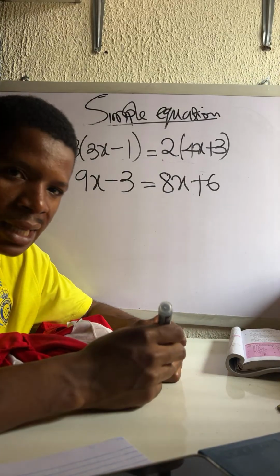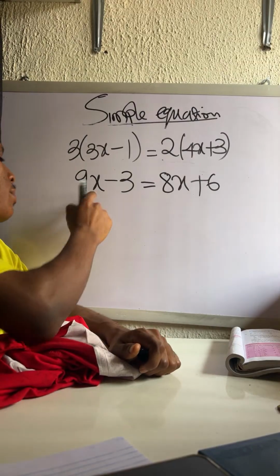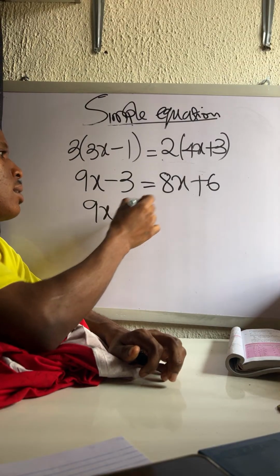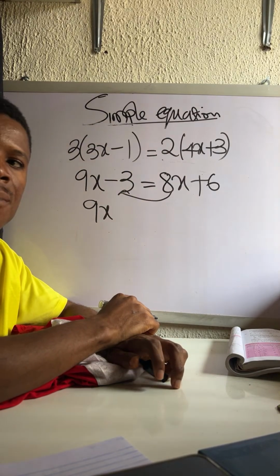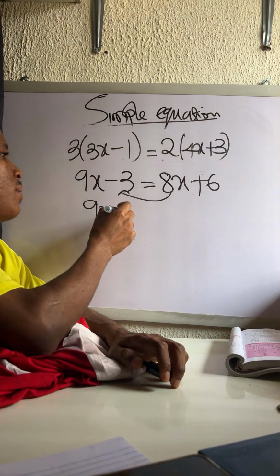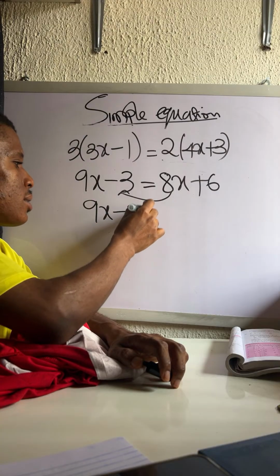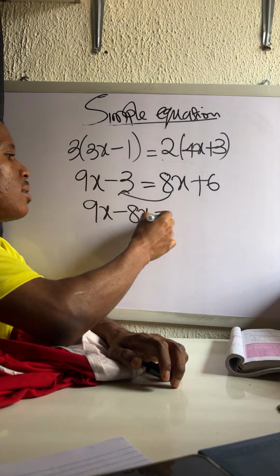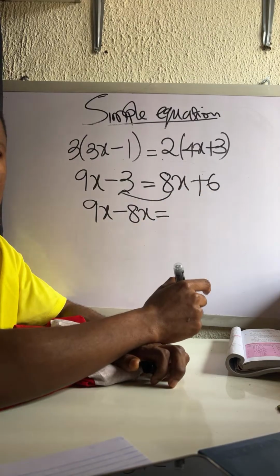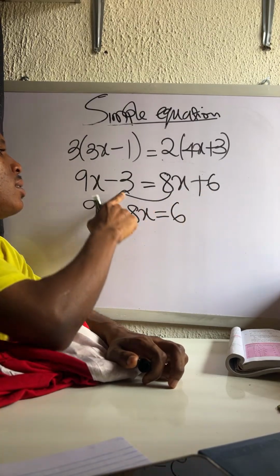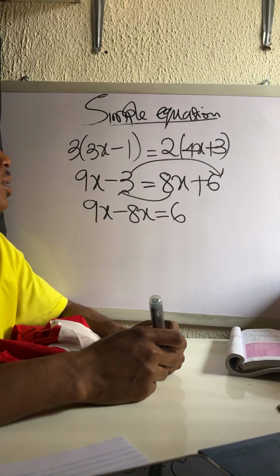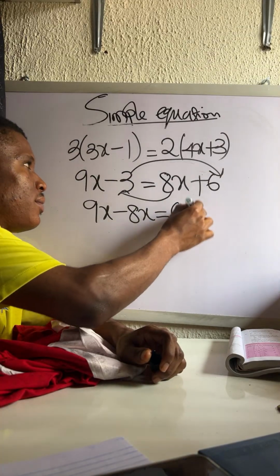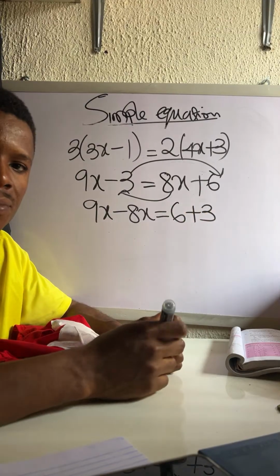Then we have to collect like terms, okay? So the first number here is 9x. Then we'll subtract 8x from both sides. If you subtract 8x, you have minus 8x, and that's equal to, we also have 6 here. So write our 6. Then when 3 crosses the equality sign, what does it become? 3 becomes positive. So you have plus 3, okay?